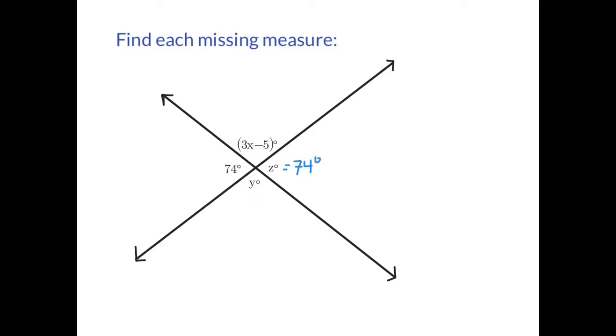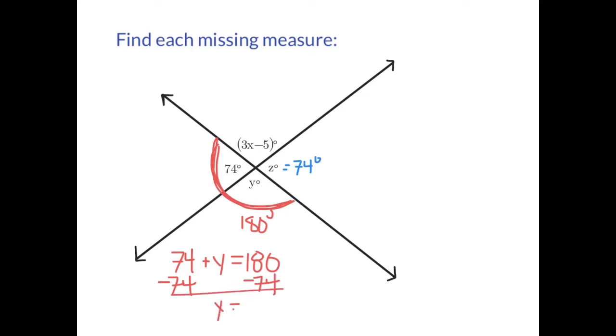The other nice thing about these diagrams where it's just two intersecting lines is that that's exactly what we have here. So that means that this angle measure here, the whole thing, is 180 degrees, including the 74. So I could say 74 plus angle Y is equal to 180. I could subtract 74 from both sides and quickly find out that Y equals 106 degrees.